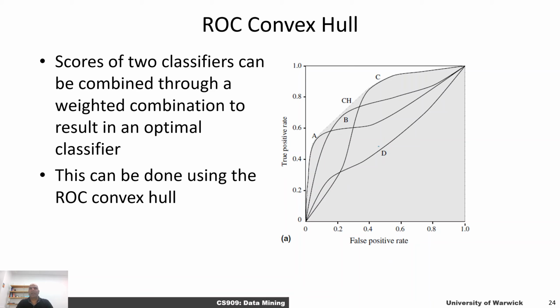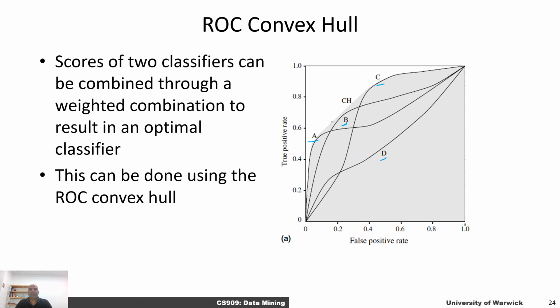So let's say you've got classifiers A, B, C, and D, and each one of them produces different types of errors. Then you can construct a classifier that is a convex hull of all of these. So it essentially captures all of those, right? So that can be an optimal classifier by combining all of these classifiers. So these can be used for combining different types of classifiers.